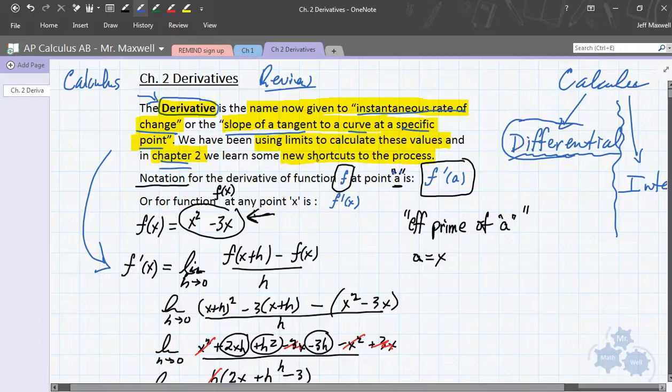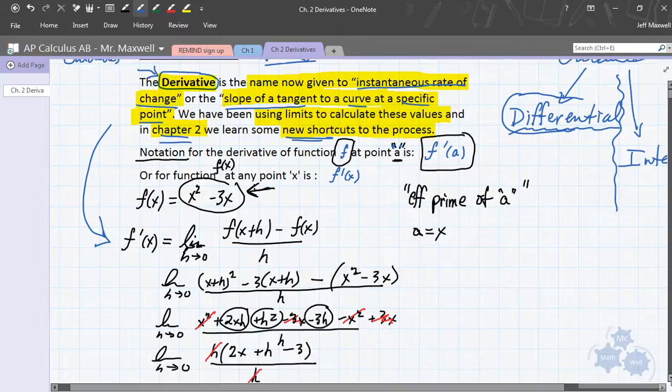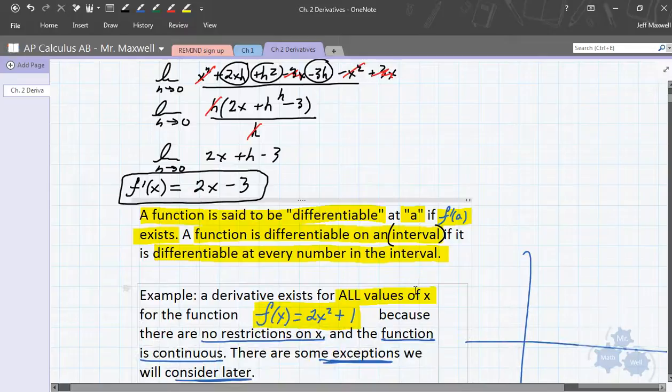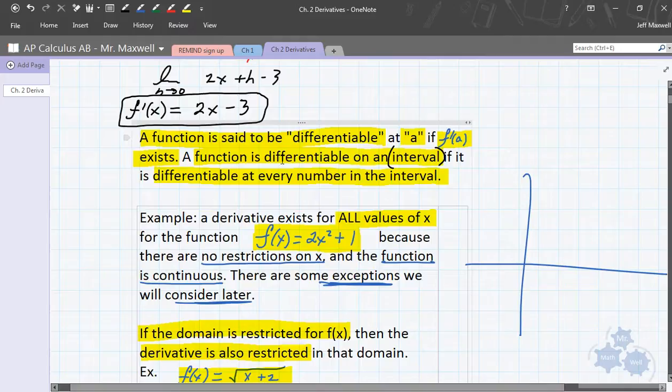In Chapter 2, we learned new shortcuts for the process of differentiation, which is what finding a derivative is called. So that was the first section. We just talked about how to connect what we've been doing in Chapter 1 with the new terminology for Chapter 2. We talked about how a function is differentiable at a if f prime of a exists, and this is the new notation for the derivative of the function at a. It's differentiable if there exists a derivative for every point on the interval.